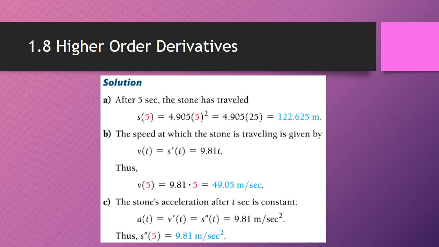For part B, you need to take the first derivative of the position formula, and you get 9.81 t. That is the velocity. Put in 5, and you get that it is falling at a rate of 49.05 meters per second. And then the acceleration, well, take the second derivative, you get 9.81, and that is the acceleration because t has gone out of the equation, so it's just a constant acceleration.